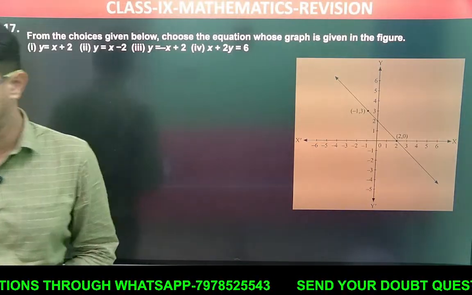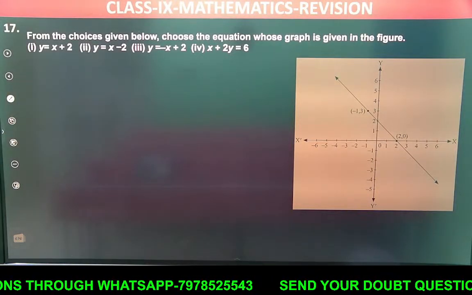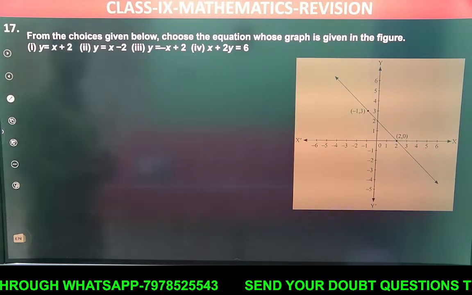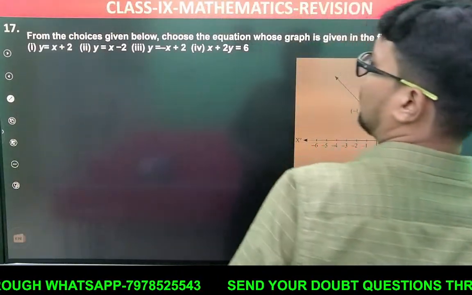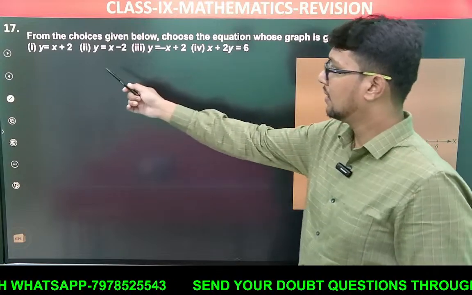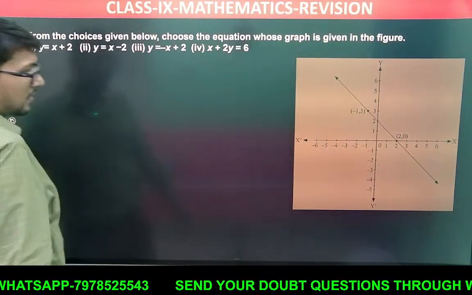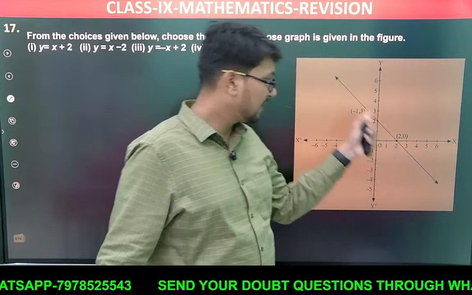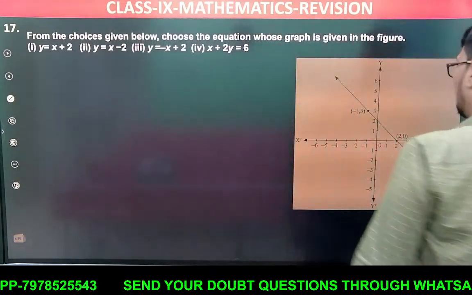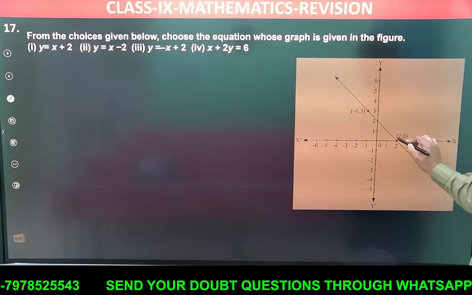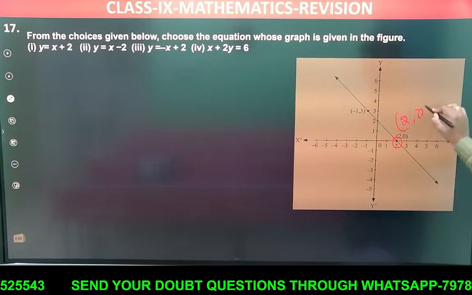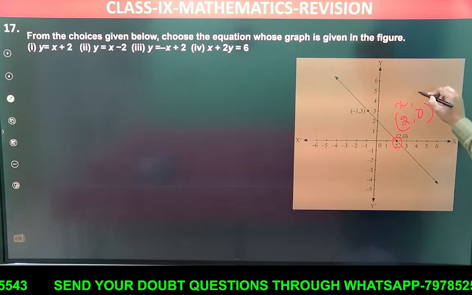I hope this graph is visible. The given graph. Check, what is given here? From the choices given below, choose the equation whose graph is given in the figure. Here four equations are given. This straight line represents which equation, we have to find. For that, we have to see some points. This is a point on the graph: (2, 0). Meaning x value is 2, y value is 0.